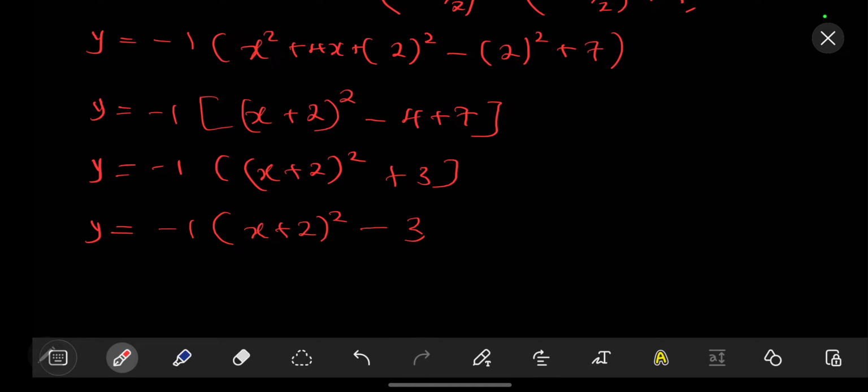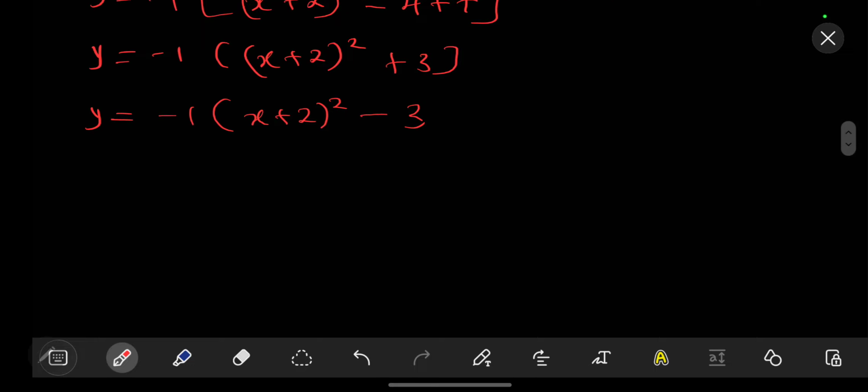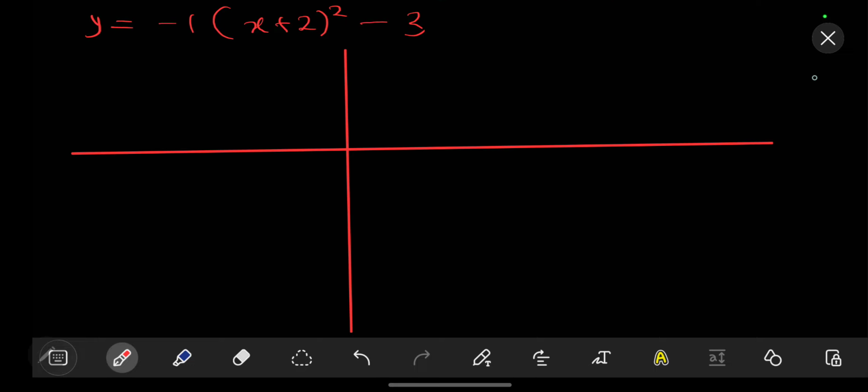Once we convert it to the vertex form, we can now graph it. According to this, the turning point is at, we equate x plus 2 equal to 0. So our x is equal to negative 2. So we have negative 2 is somewhere here. Then the intercept for y is at negative 3. So we go at negative 3. So the turning point is at this point.